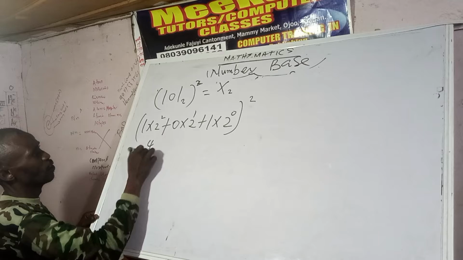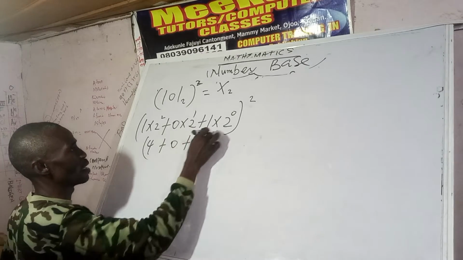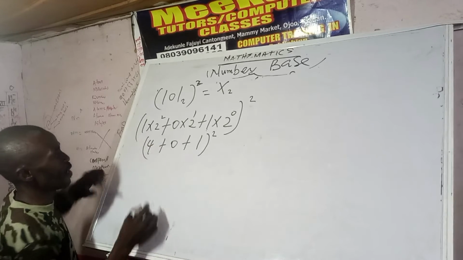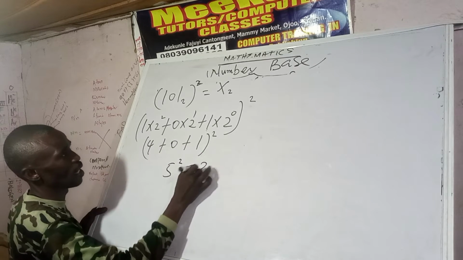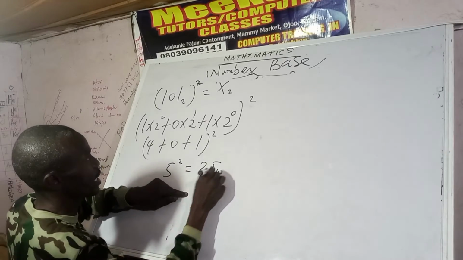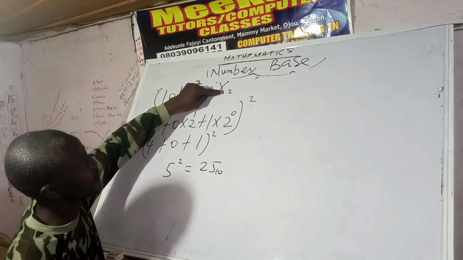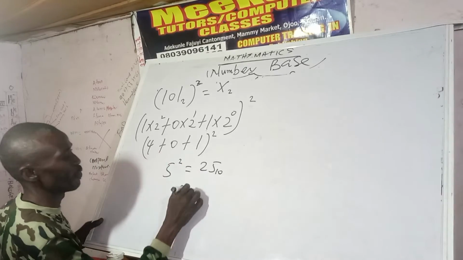So this one becomes 2 times 2, 4, plus 0, plus 1 times 1, you have 1. Still remember, raised to the power of 2. 4 plus 0, 4 plus 1, 5 raised to the power 2. What do you have? 25. Now, this 25 is in base 10. The x that I have to find is in base 2, so I have to convert it back to base 2.